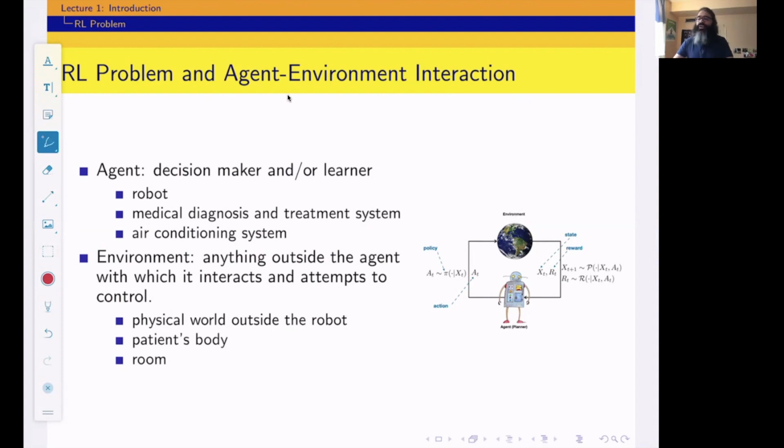It would be the physical world outside the robot. Here I mentioned outside the robot, but if you want to be a bit more precise, you can even consider the physical body of the robot part of the environment. Or the patient's body in the case of a medical diagnosis system, with diagnosis and treatment. It is interacting with the patient: how the patient changes if you give specific antibiotics to him or her. And for an air conditioning system, the environment would be the room, and we want to see how the temperature of the room changes, which would be part of the state of the system.